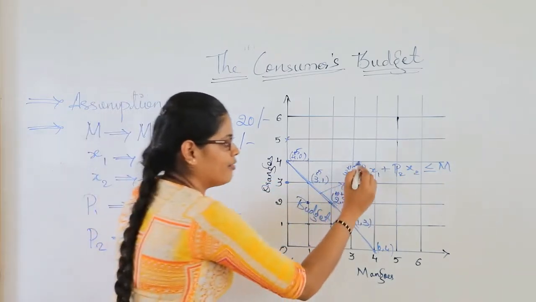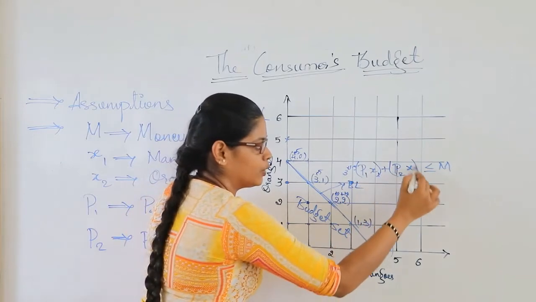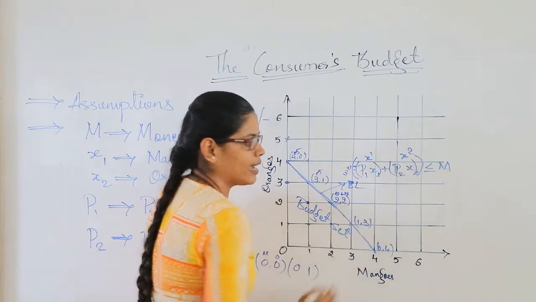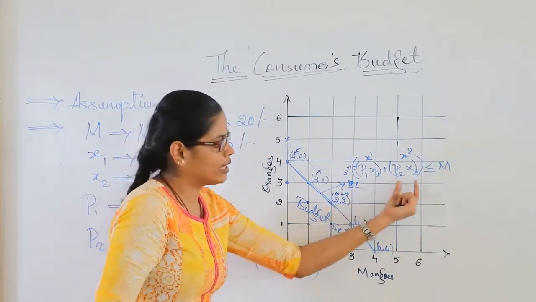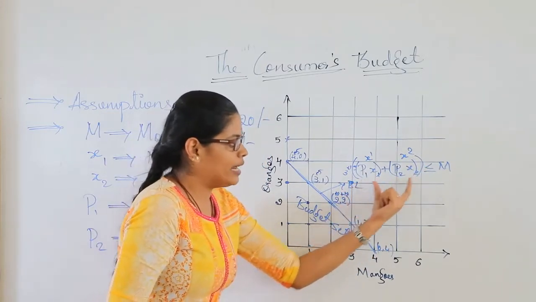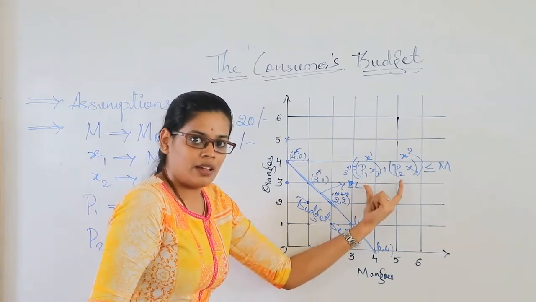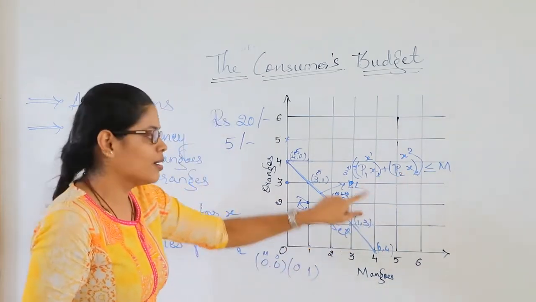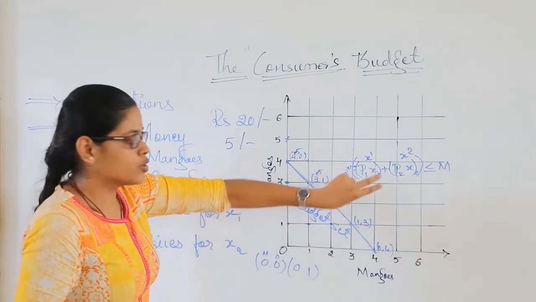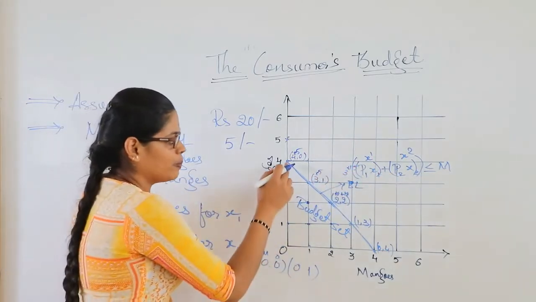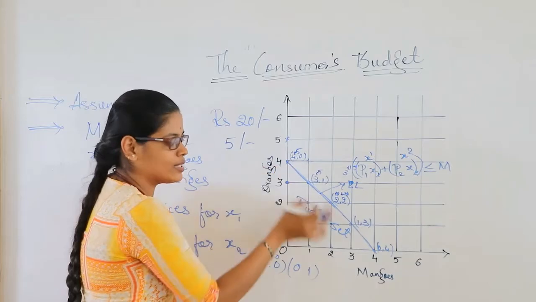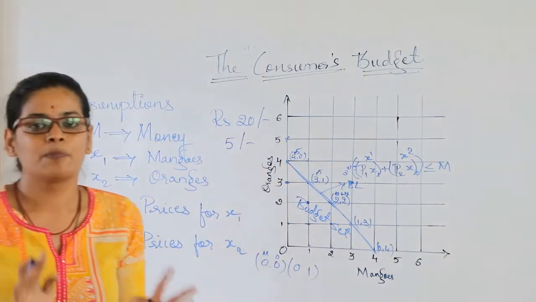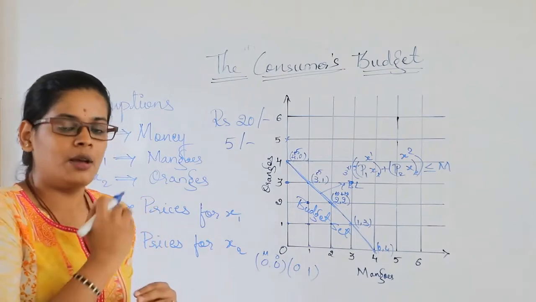So in P1 and X1, P2 and X2, this is X1 and this is X2. This is mangoes and this is oranges. The combination of 2 different goods and services makes the bundle. So what he is doing is buying the goods and services which are set within his fixed income. He is not going beyond.